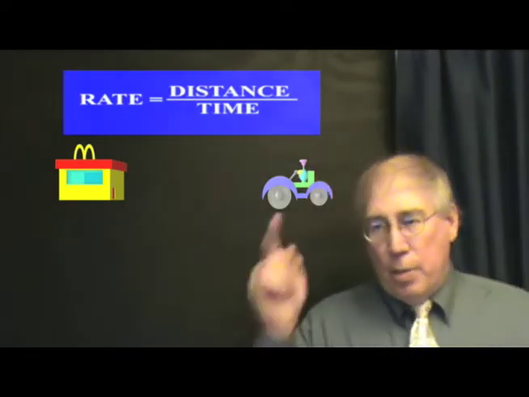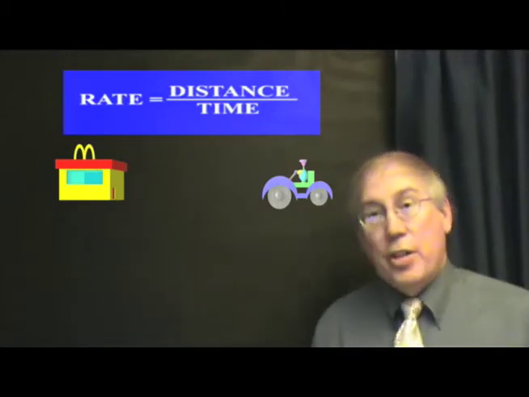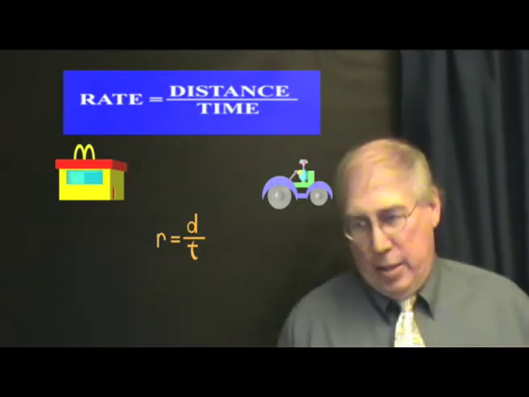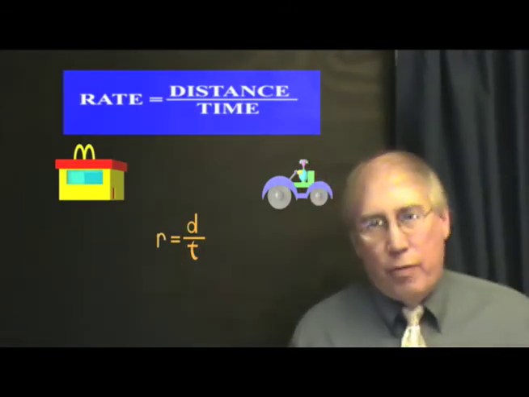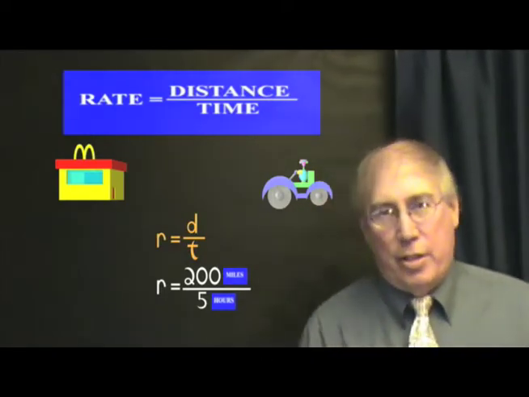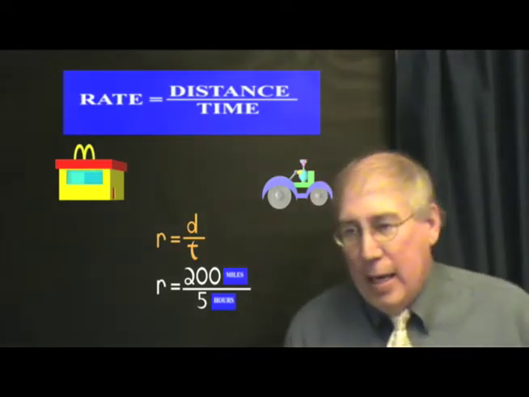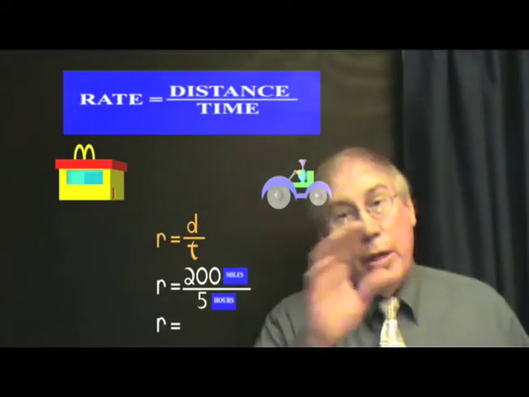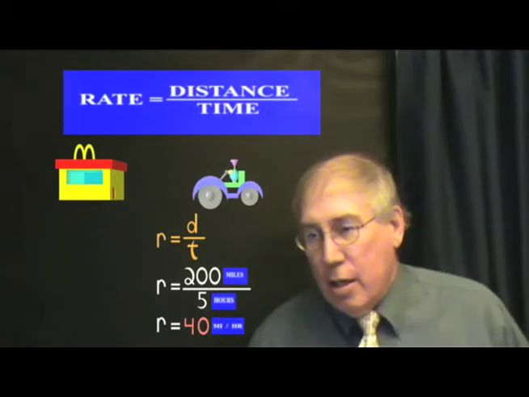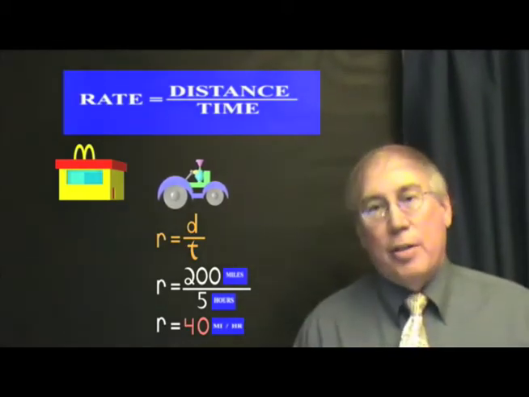Now, let's suppose that Hilbert here is in his motorcycle and he's driving to McDonald's, and he lives way out in the boondocks. He lives way far from the nearest McDonald's, 200 miles to be specific. Okay, so we'll put that 200 in there for d, and let's suppose that it takes him 5 hours to get to McDonald's. What is his average speed? It's 40 miles per hour.